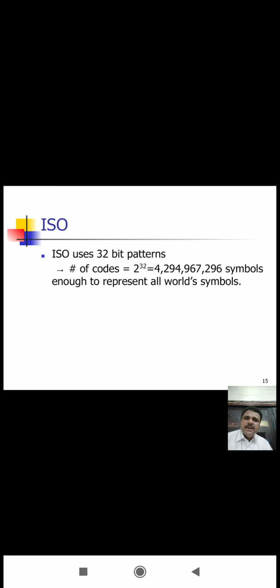Okay, the next one is ISO. It uses 32-bit patterns. So, when it uses a string which contains 32 bits, how many codes can be generated? The formula is the same, 2 raised to power 32, and this is more than 4 billion symbols, which is enough to represent not only all the world's languages but all the world's symbols.